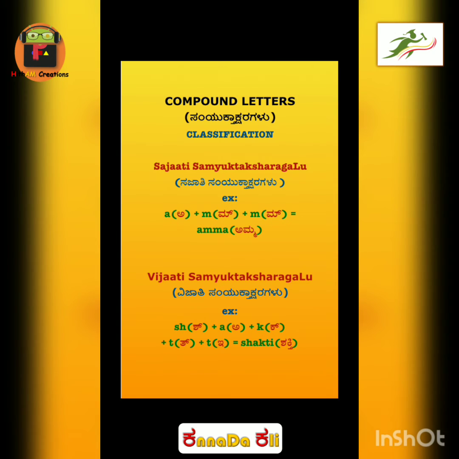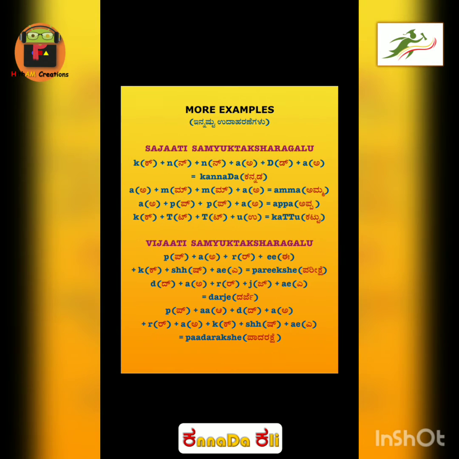So this is the example. First one is Amma. Amma means mother. If you see here, it's M and M. So this is Amma. This is a Sajati Samyuktakshara. And the second one is Shakti, right? Where the Ka letter and Ta letter get combined. So they are different consonants. That's why they are called Vijati Samyuktakshara. So it's very simple, right? You can just split any word you hear and try to find the consonants and vowels in it. I'll explain some more examples for better understanding.